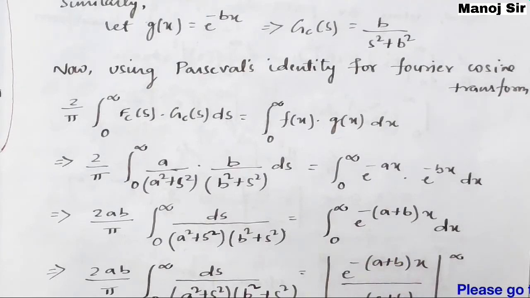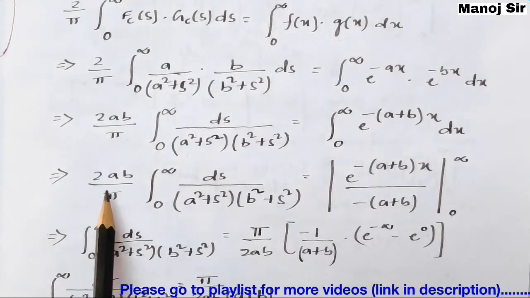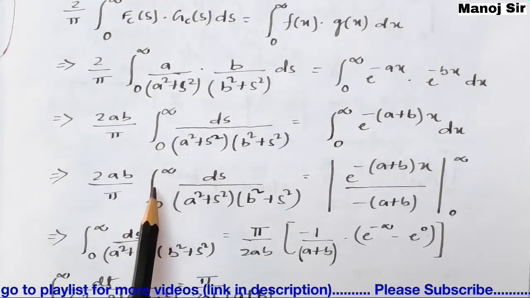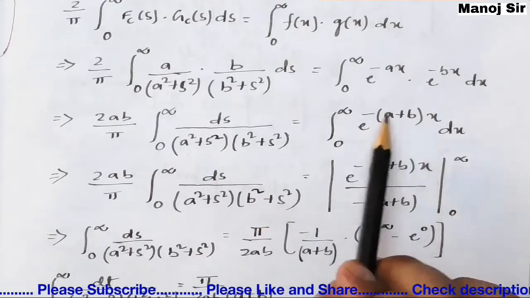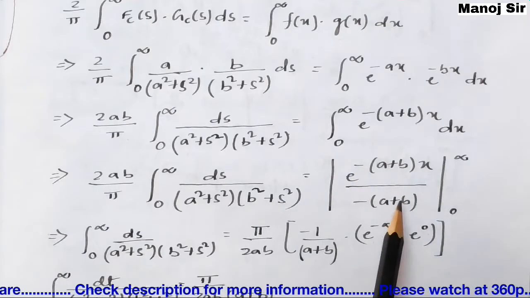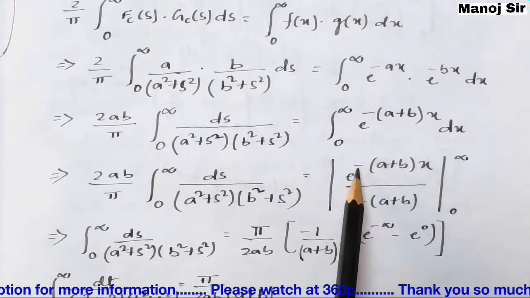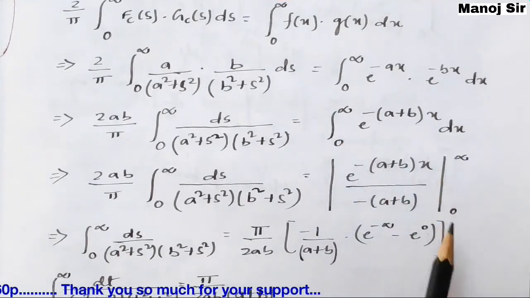Now we will simply integrate this part. So 2ab upon pi integration 0 to infinity ds upon (a square plus s square) into (b square plus s square). Here on integrating this part, you will get e to the power minus of (a plus b) into x upon the coefficient of x, that is minus of (a plus b) in the denominator. Again the limit is from 0 to infinity.